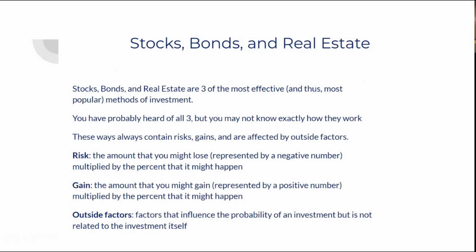So we also have risk, gain, and outside factors. Risk is the amount that you might lose, represented by a negative number. Make sure you think negative number, because risk is bad. You guys are going to want to know this. Gain is a positive number, multiplied by the percent chance that it might happen. So if you put it all together, the risk and the gain cancel out some, and the rest is how much you would lose in general. Outside factors are factors that influence the probability of an investment but are not related to the investment itself.